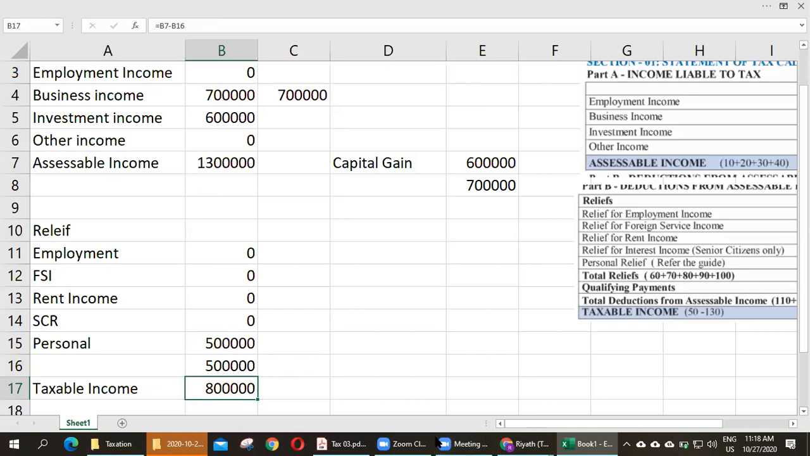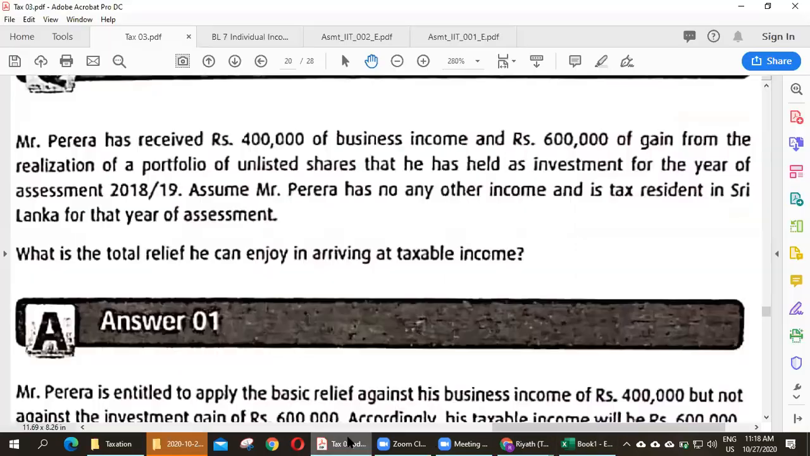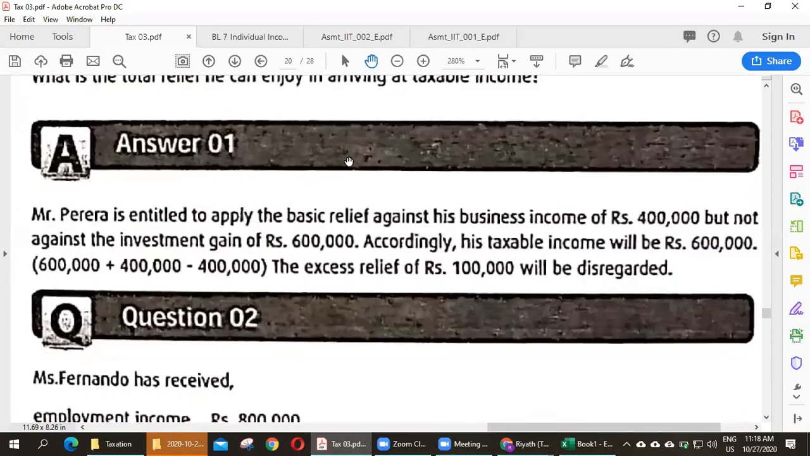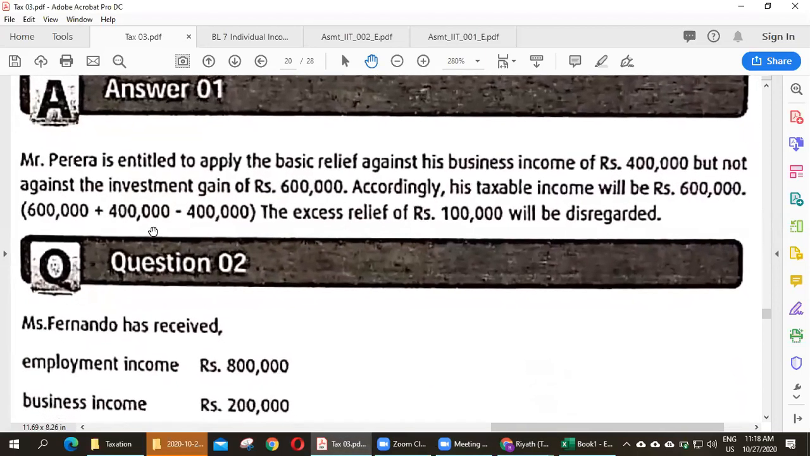Right. Now we move to the next example. See the answer. Mr. Pereira is entitled to apply the basic relief against his business income of rupees 400,000, but not against investment gain 600,000. Accordingly, his taxable income will be 600,000. How? 600,000 is a capital gain, investment income, plus business income. His relief equals 400,000. The excess relief rupees 100,000 will be disregarded. He is not allowed. Right.